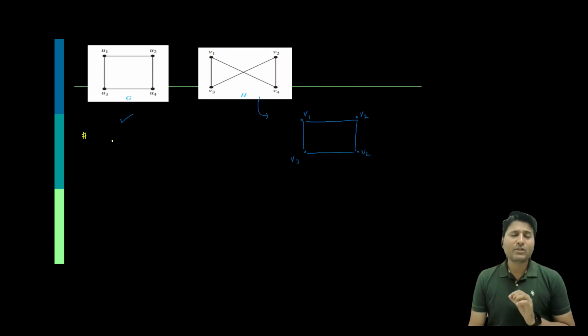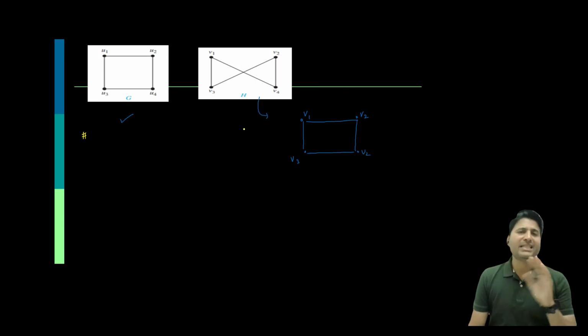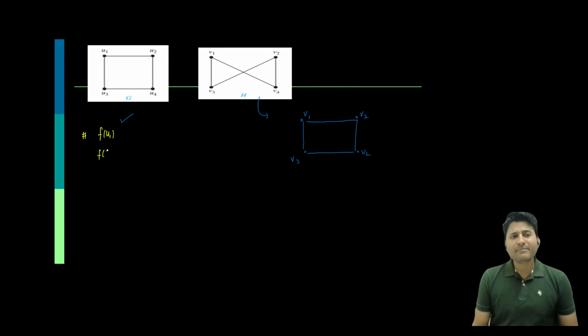The simplest way to do it? Redraw any one of the graphs so that it looks the same as the first graph, and then the mapping can be done correspondingly. One another way to make the mapping is: the same degree vertex should be mapped with the same degree vertex.